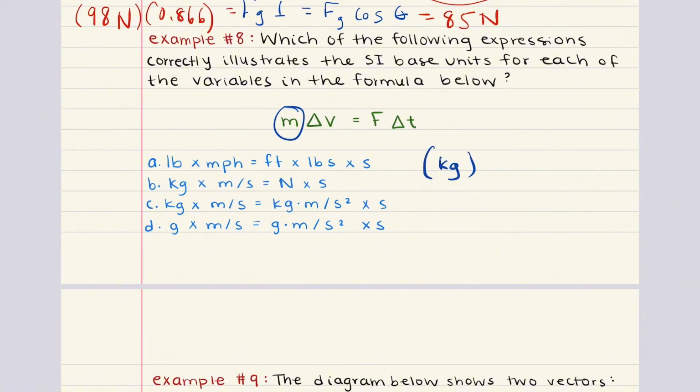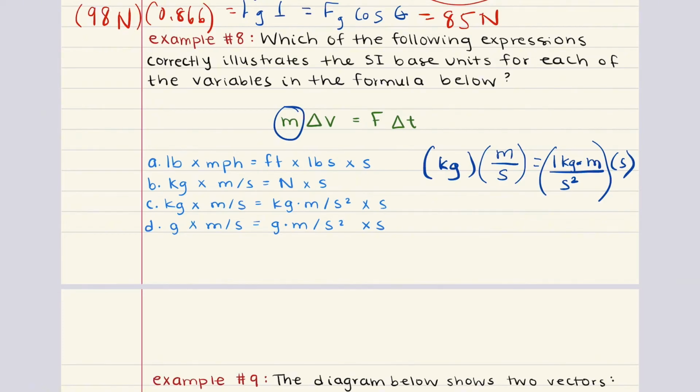What about for change in velocity? Velocity has units of meters per second. Now, this is equal to force. Force is measured in newtons, and the newton is defined as the force required to accelerate a 1 kilogram mass by 1 meter per second squared. So we want to write newton in its SI units. So it's going to be 1 kilogram multiplied by meter over seconds squared. And then change in time. Time is measured in seconds.